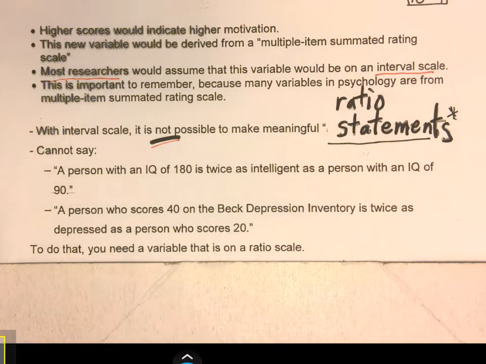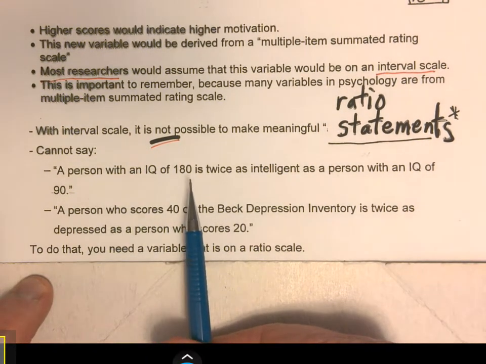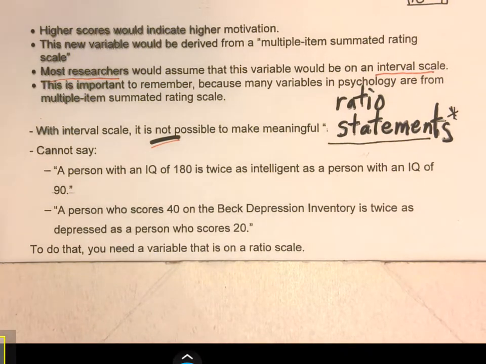Now, a minute ago, I talked about how IQ is measured using an interval scale of measurement, which is a good thing, but no psychologist would agree that somebody with an IQ of 180 is twice as smart as somebody with an IQ of 90. They know it's only measured on the interval scale. It's not appropriate to make ratio statements like that.